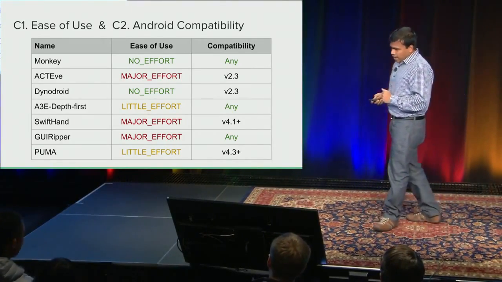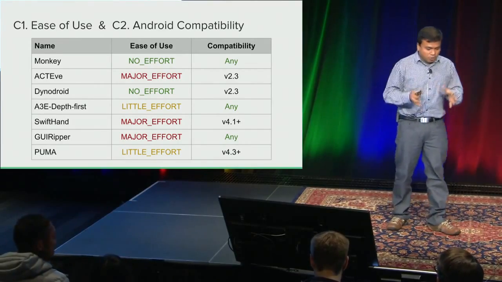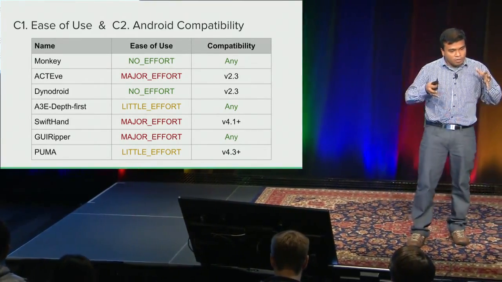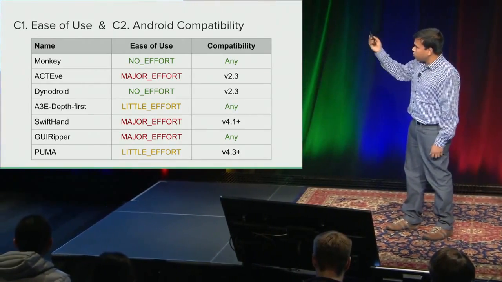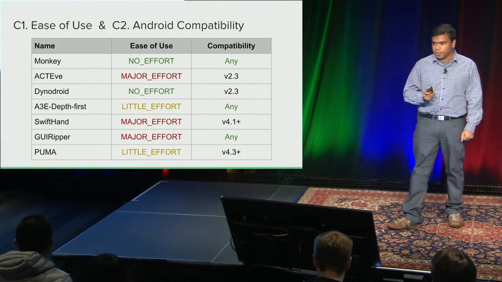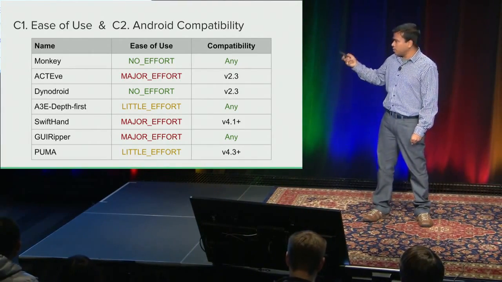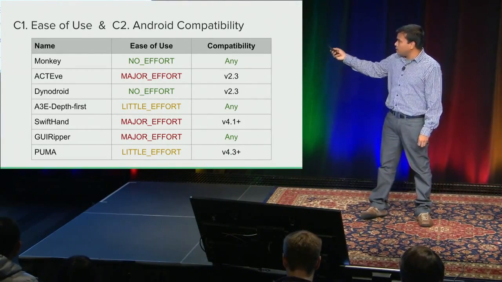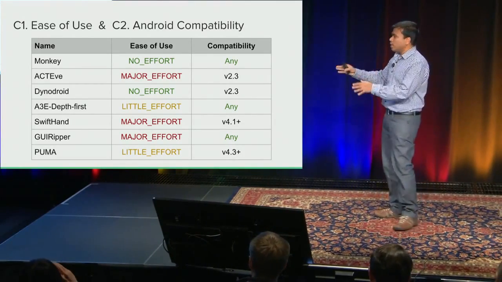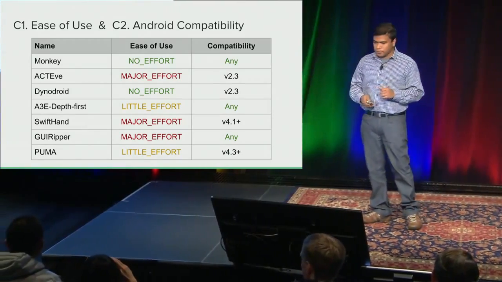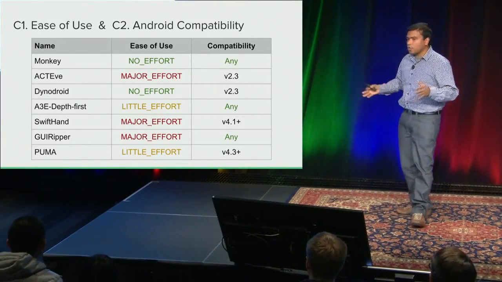As we can see in the third column, ACTEve and DynoDroid both modify the framework. However, they have a tight dependency on the framework version, and the version they provide only works for Android 2.3 Gingerbread. SwiftHand supports Android 4.1 plus because that's what it was built for, and Puma supports Android 4.3 plus because it uses the accessibility API, which was majorly enhanced in 4.3. And 3 tools, Monkey, A3E, and GUIRipper, can work on any version of Android.